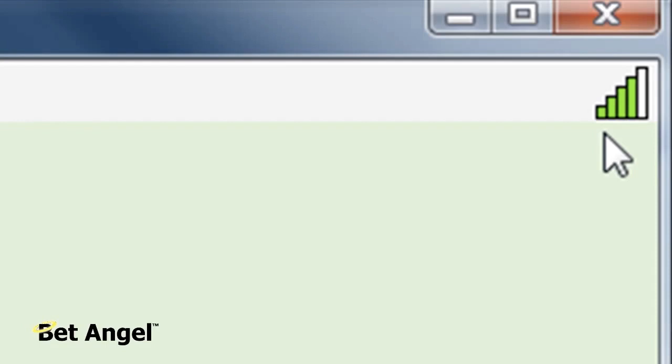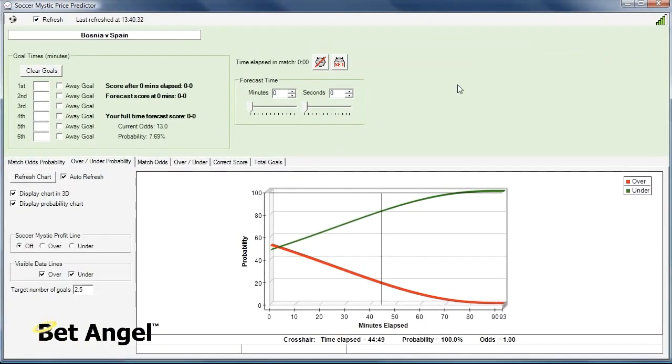Obviously 5 bars is great, 4 bars is pretty good, but if you get down to 1 bar or thereabouts, then there's a problem, and it is obviously much less reliable to use. So whenever you're looking at a match using the price predictor or trying to model it, always have a look at the signal strength indicator, because that will tell you what data it's collected and how accurate it thinks that data is. So bear that in mind when you're going to be trading the World Cup qualifiers this week.